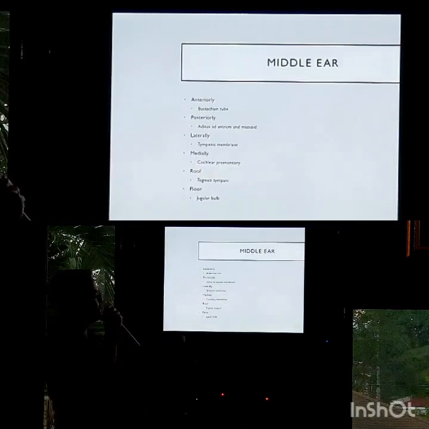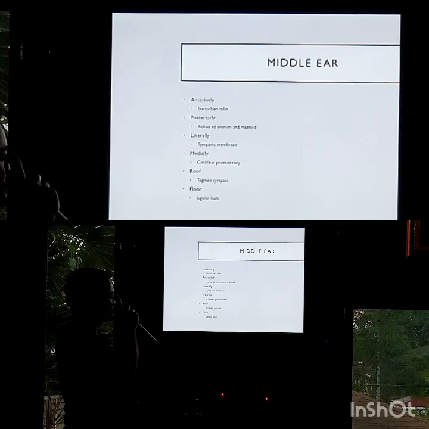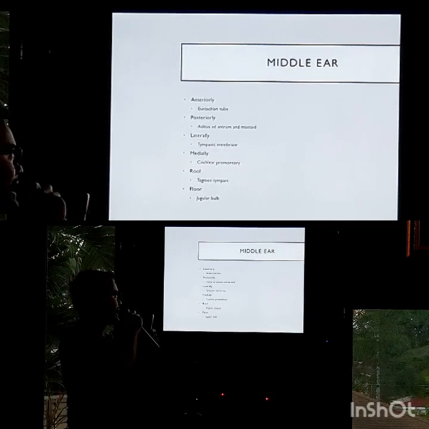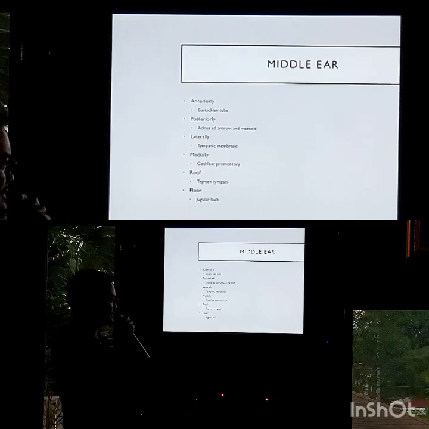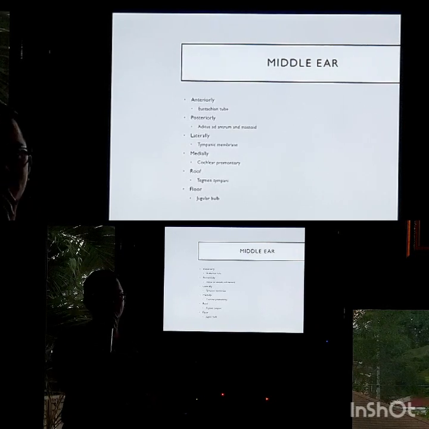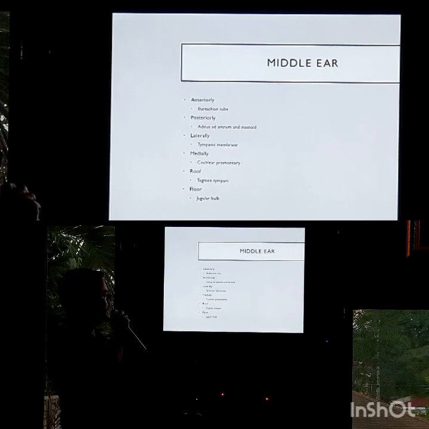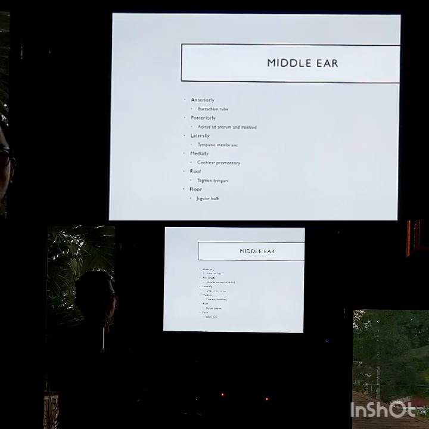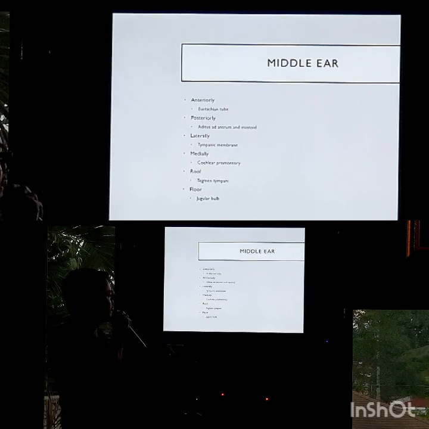Okay, so anteriorly the boundary is the eustachian tube or the auditory tube. Posteriorly, you have the aditus ad antrum and mastoid air cells. Laterally, the tympanic membrane, of course. Medially, the cochlea. The roof is the tegmen tympani or the thin plate of bone. And on the floor is the jugular bulb.